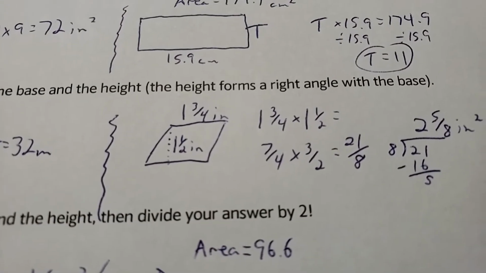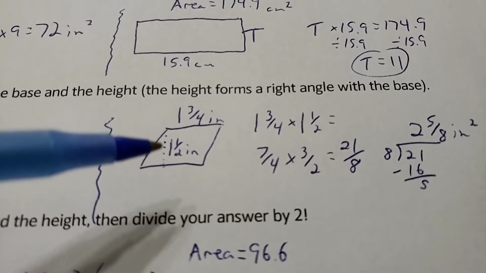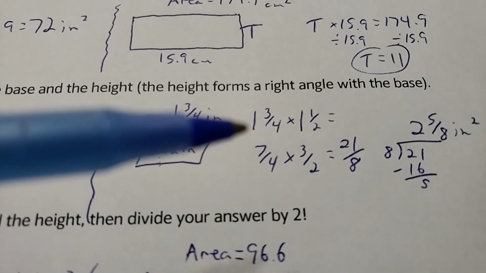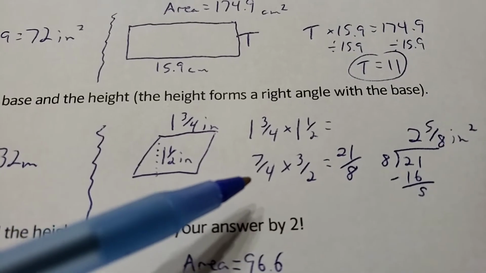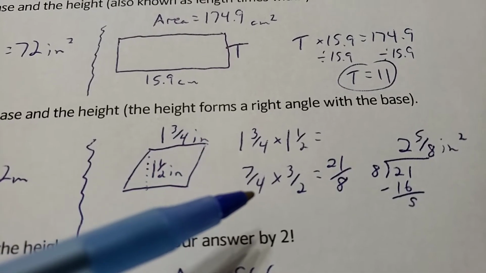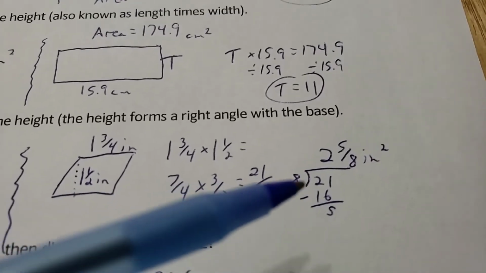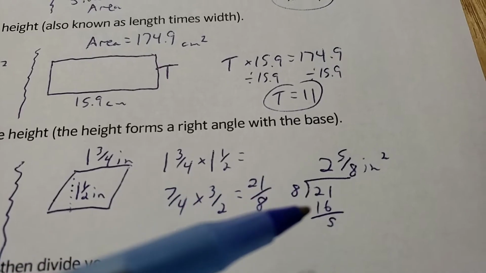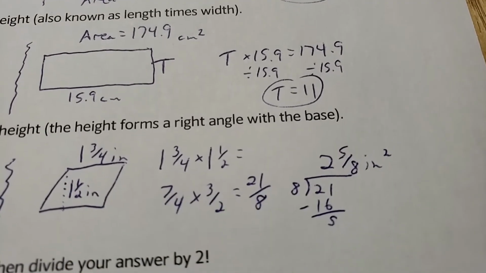Sometimes you'll see mixed numbers as you work through the problems. In this case, you have a height of 1.5 inches, and the base is 1 3/4 inches. When we multiply mixed numbers, remember, we can't just multiply them as is. We have to turn them into improper fractions. So 4 times 1 plus 3 gives you 7 fourths. Same concept gives you 3 halves. Multiplied out, you get 21 eighths. Then convert that improper fraction to a mixed number. 8 goes into 21 twice, and that's 16. 5 left over, so the 5 is the numerator of the mixed number. 2 5/8 square inches.